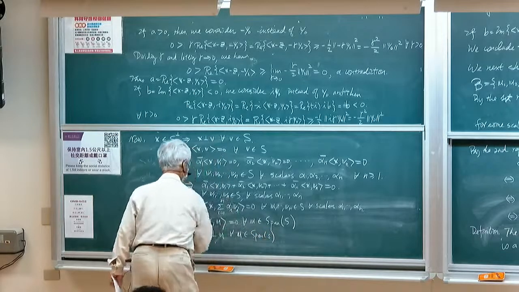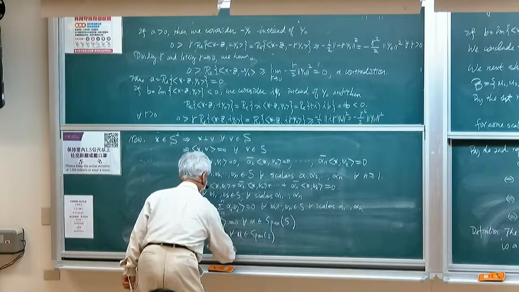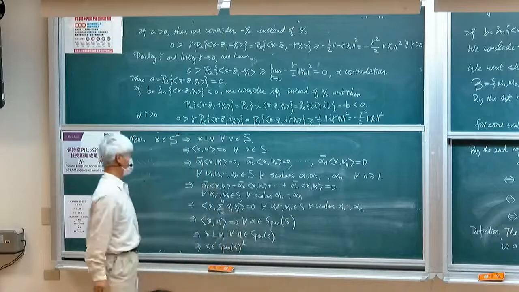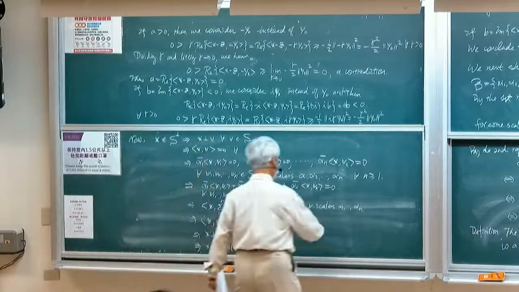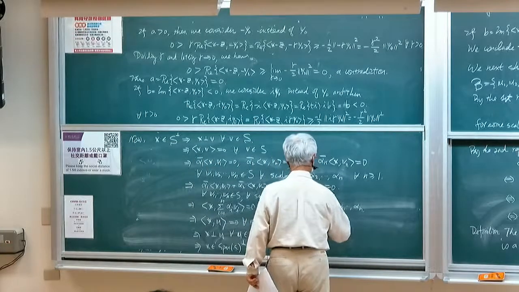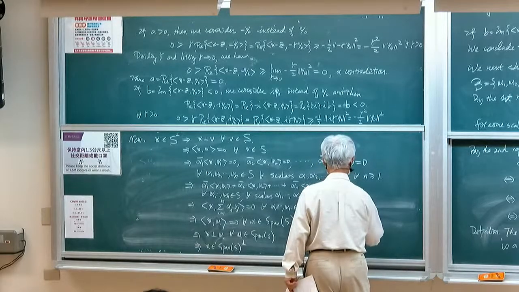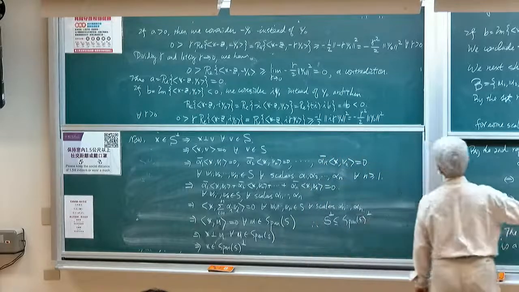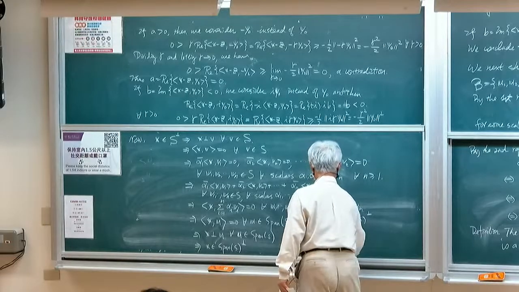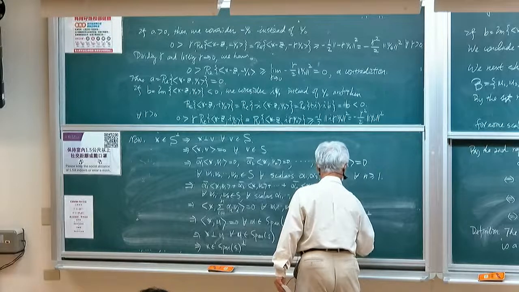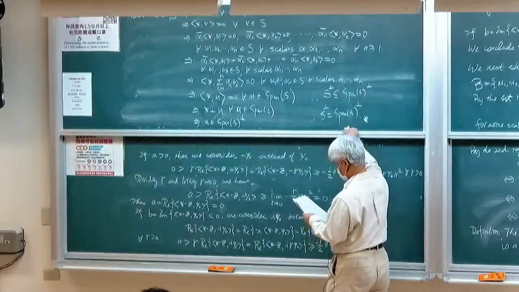So this implies that x is in the orthogonal complement. So starting from here, you get to here. All right, so that S perp is contained in the span S perp. Okay, and then you combine them so that S perp is equal to the span S perp.